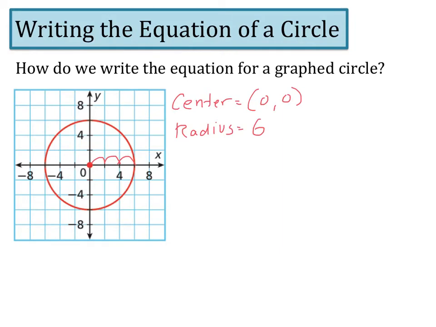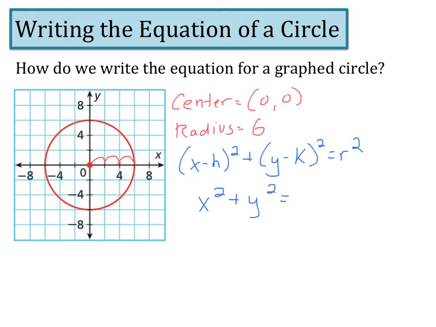Once we have that information, we can use the standard form for circles and write our equation. So we just plug in our values. So we'll leave x as is. There's no h, so it'll be x squared. There's no k, so leave that as y squared, and 6 squared is just 36.